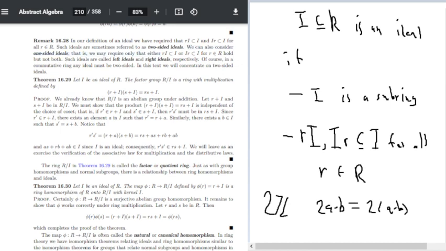Because in commutative algebra, you don't even have to worry about this distinction at all. In non-commutative algebra, you do have to worry about the distinction a bit more.